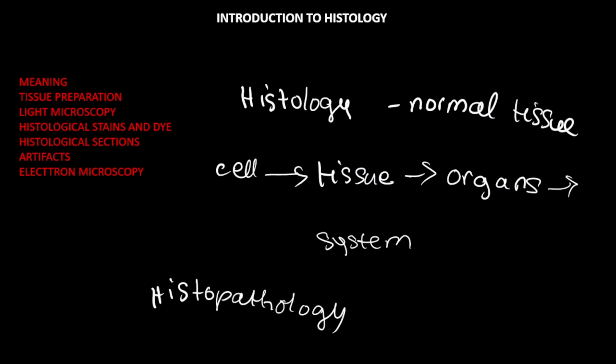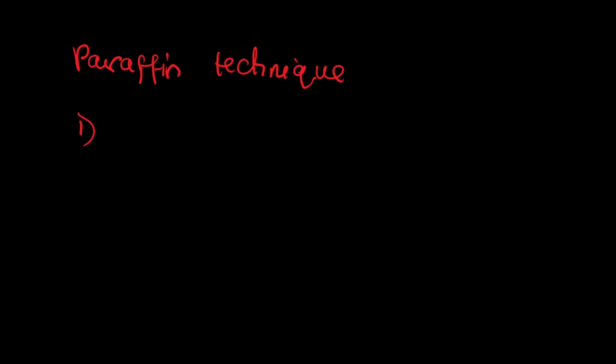The next subtopic for this video is tissue preparation. Now, the particular technique of tissue preparation we'll be considering for this video is the paraffin technique of tissue preparation. And in this technique, we have about 5 to 6 steps, each of which we'll be considering one after the other. The first step in this technique of tissue preparation is tissue sampling.